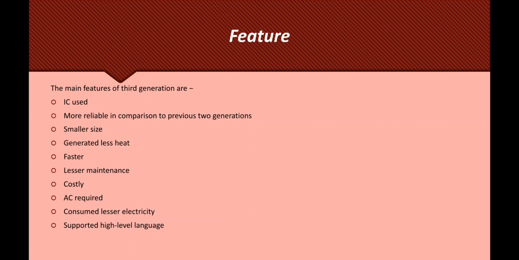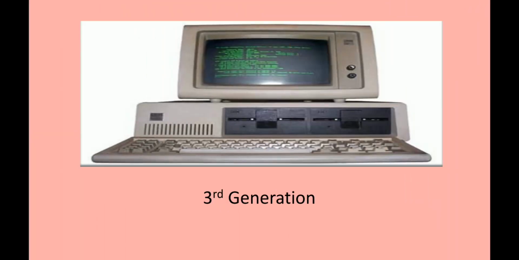They also required an AC and consumed less electricity than previous generations, and supported high level languages. High level means your C, C++, Fortran, so these languages were supported. Okay, so these are the features of the third generation. See, this is the actual picture of the third generation computer system. It looked like your Apple 1 and IBM looked like this, as shown in the slide. So this is a picture of a third generation computer system.